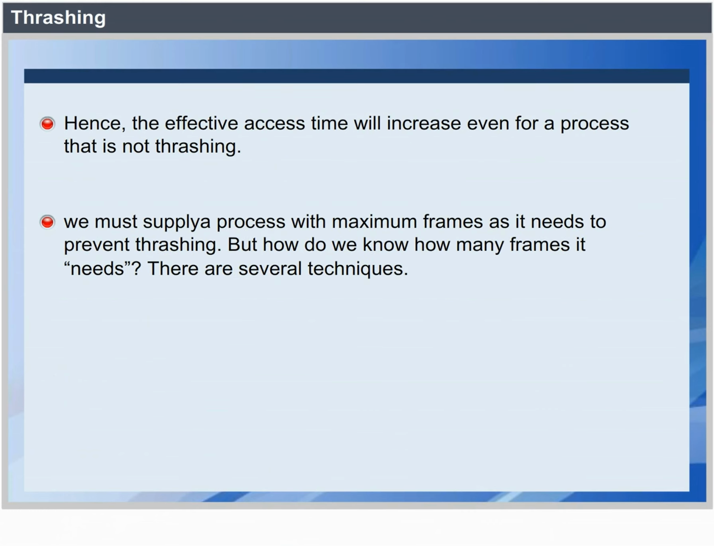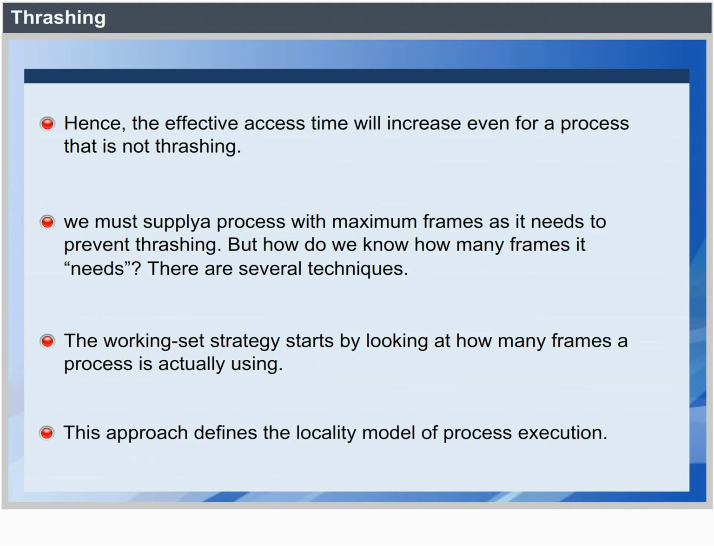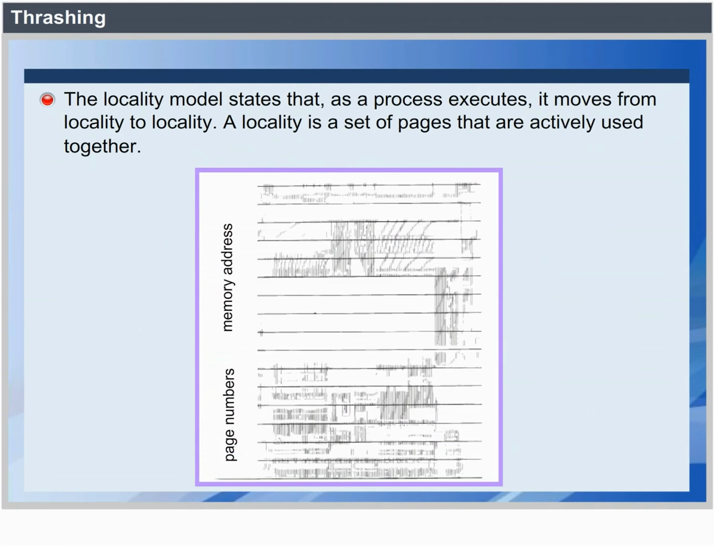There are several techniques. The working set strategy starts by looking at how many frames a process is actually using. This approach defines the locality model of process execution. The locality model states that as the process executes, it moves from locality to locality. A locality is a set of pages that are actively used together. A program is generally composed of several different localities, which may overlap.